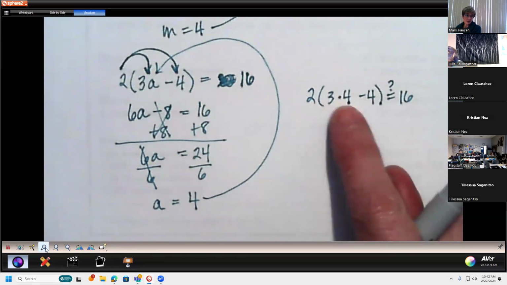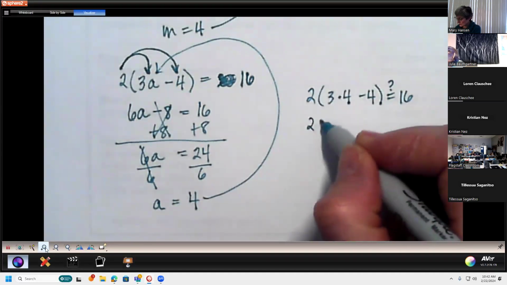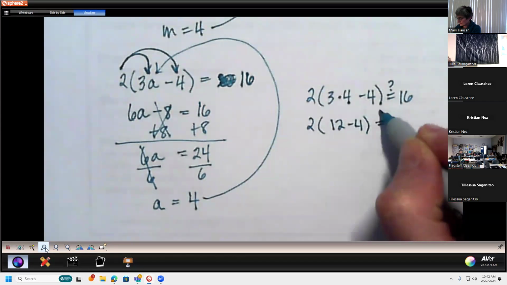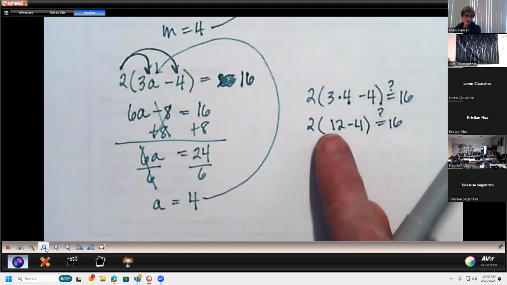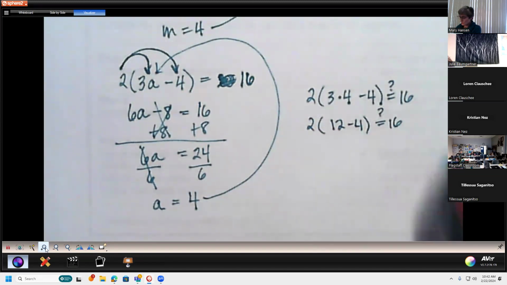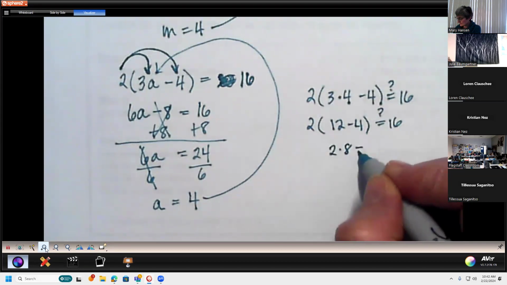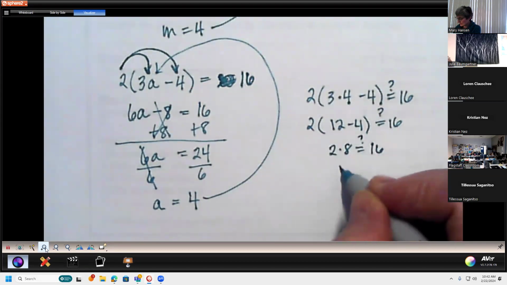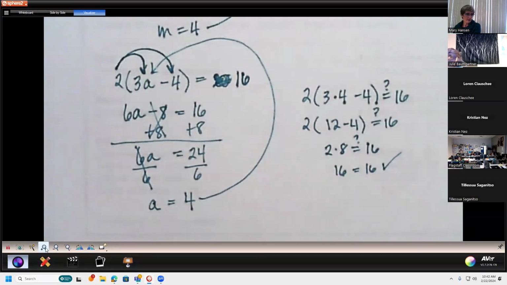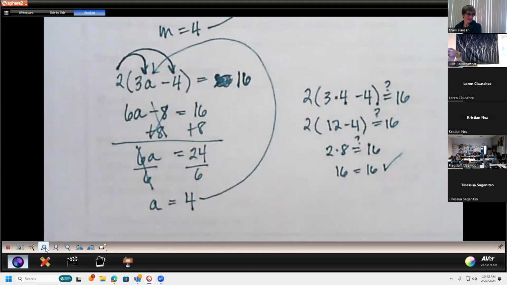Inside my parentheses, I have multiplication and subtraction, so I would do multiplication first. I still do what's inside my parentheses now. 12 minus 4 is 8. And 16 equals 16. And so that's a check that my answer of 4 is correct.